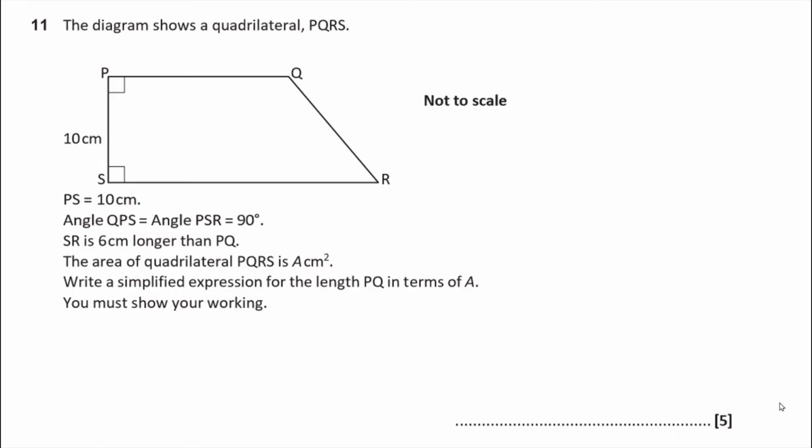So in this case, it's always a good idea to use a little bit of algebra, isn't it? So I'm going to call PQ equal to x, and then SR is 6 longer. That's going to be x plus 6, 6 more than x. The area of the quadrilateral PQRS is A. Write a simplified expression for the length of PQ in terms of A. You must show your working.